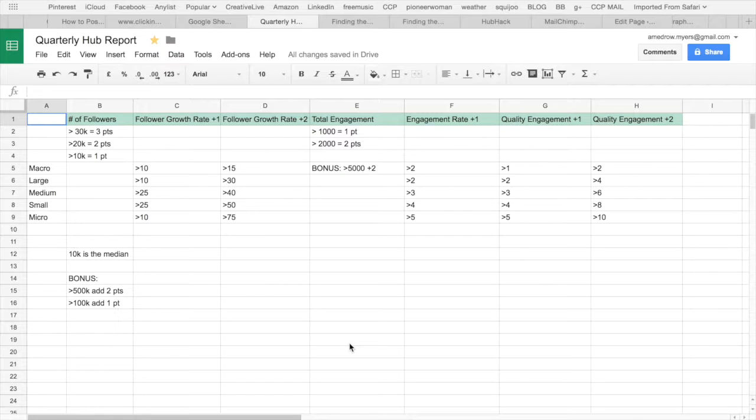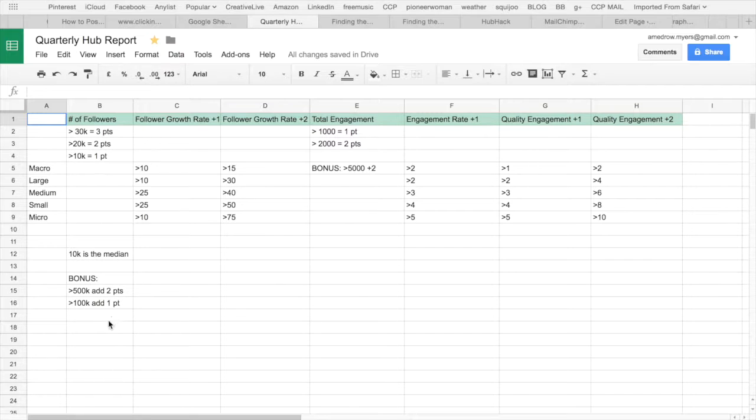Now, for each of the sizes, we've got macro, large, medium, small, and micro. I really had to divide the hubs out this way so that the numbers would be meaningful. So you can see I ran a lot of statistics here. What I did is I decided to give any hub with over 30,000 followers 3 points, more than 20,000 2 points, more than 10,000 1 point.